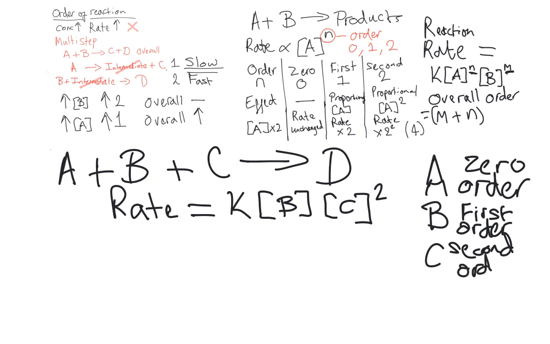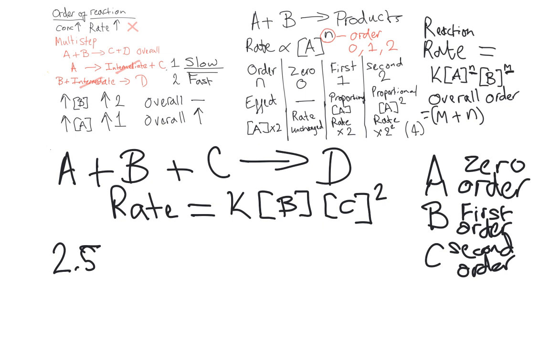Okay. So what the question is going to ask you to do, so I'm going to give you the initial rate. So for example, let's say the initial rate is 2.5, and the units would be moles per decimeter cubed per second.